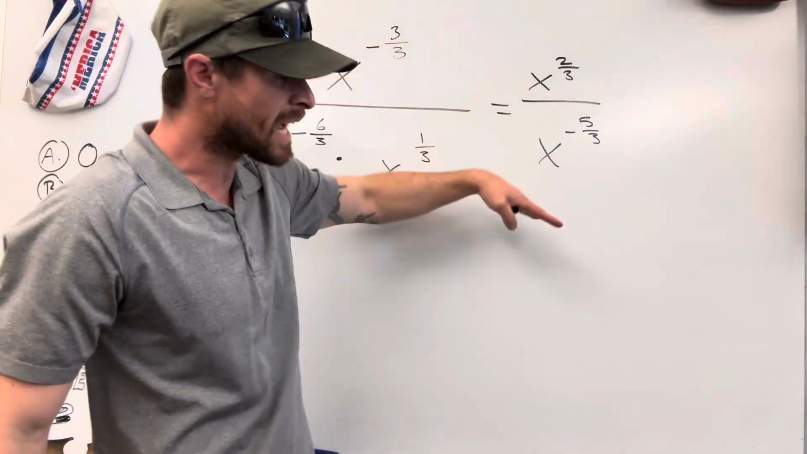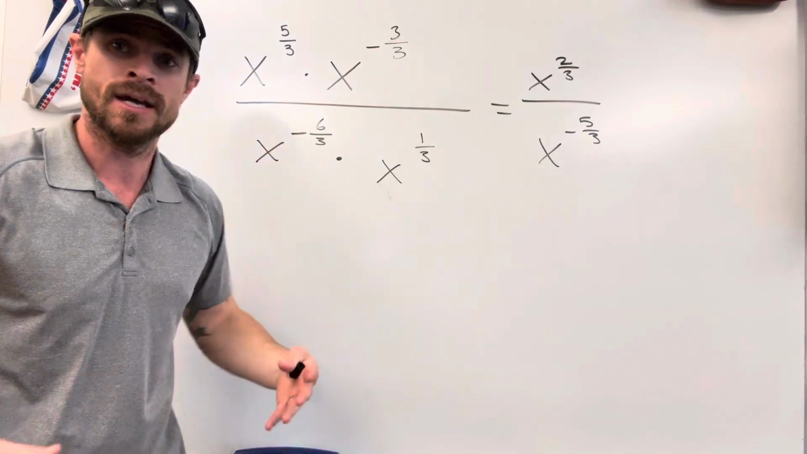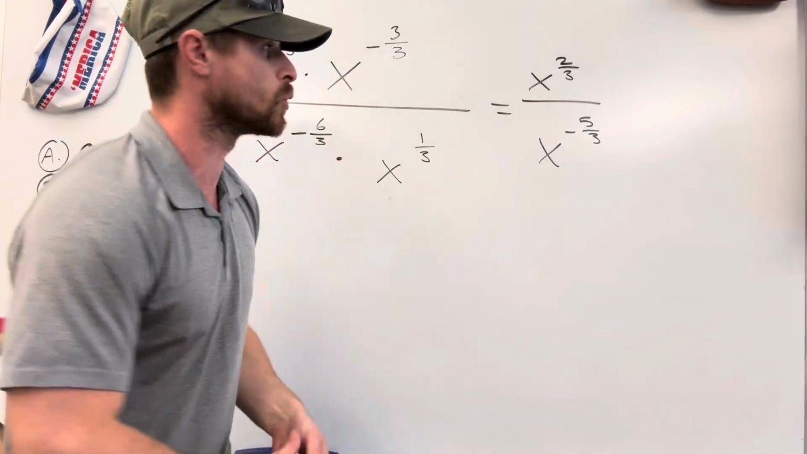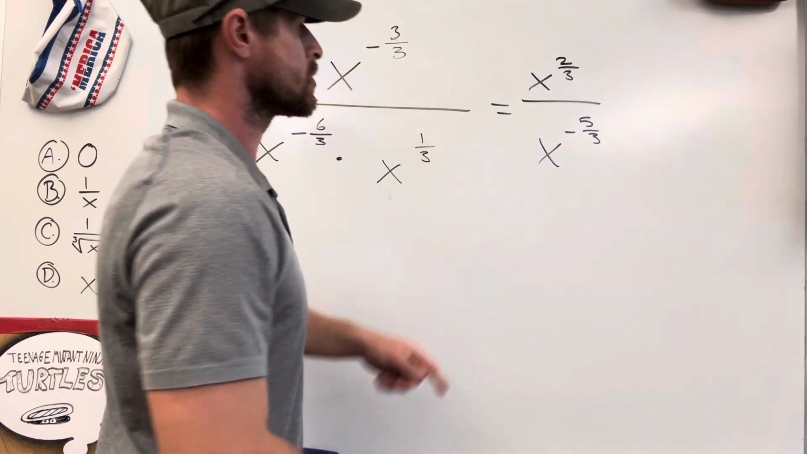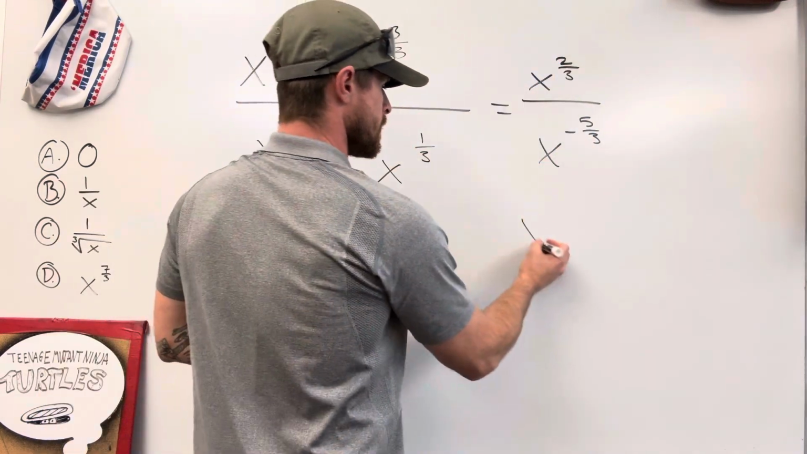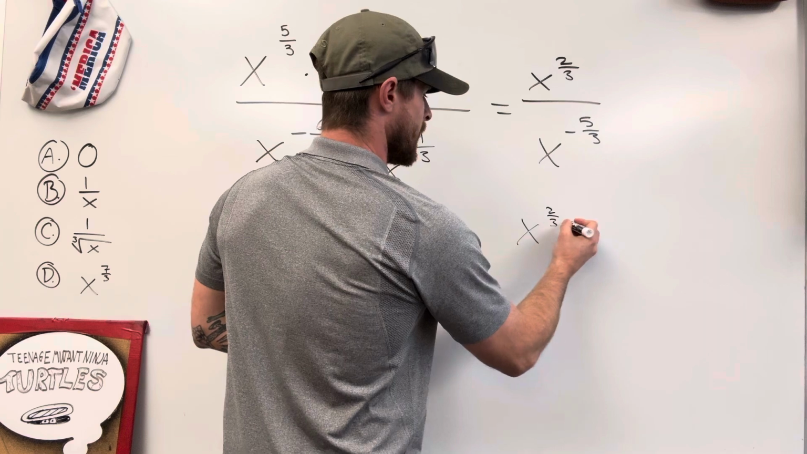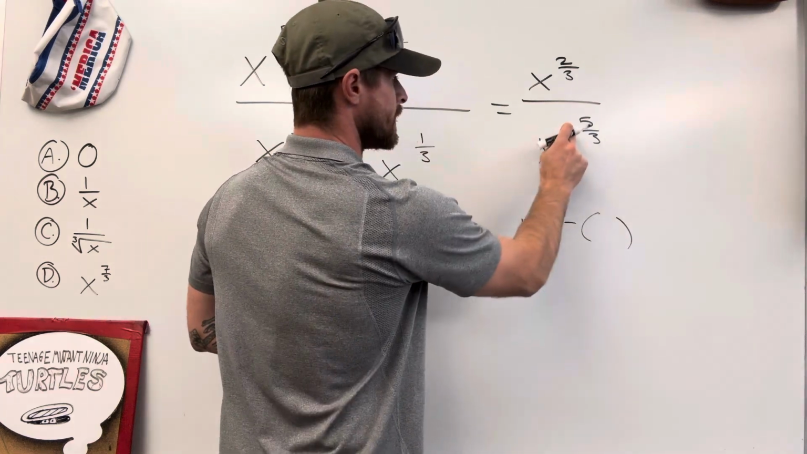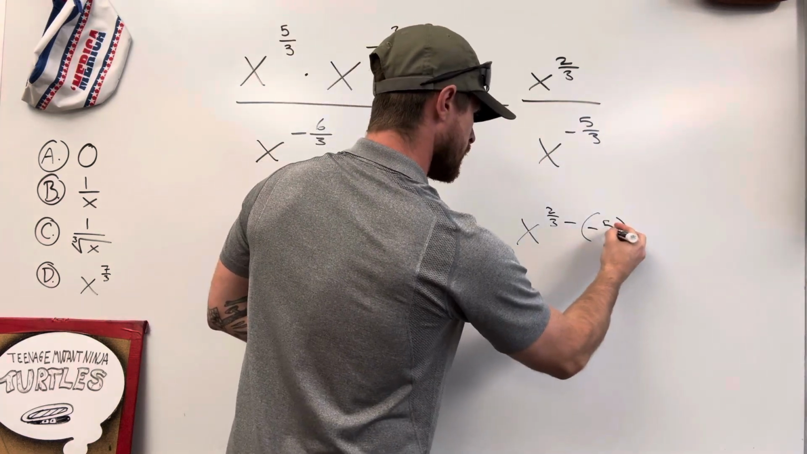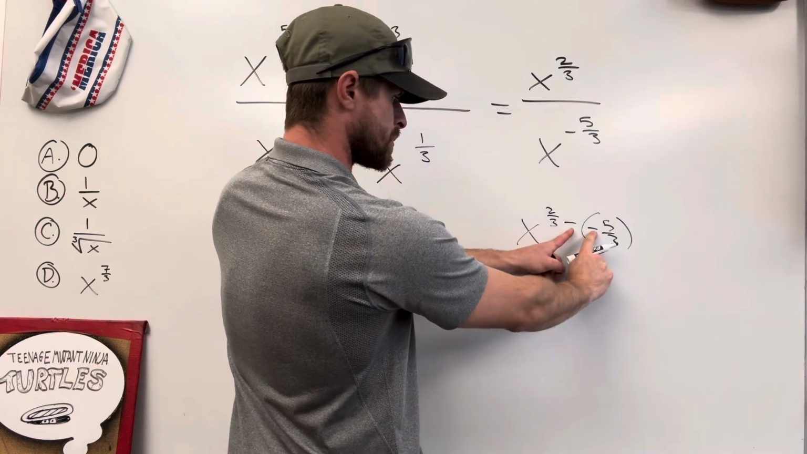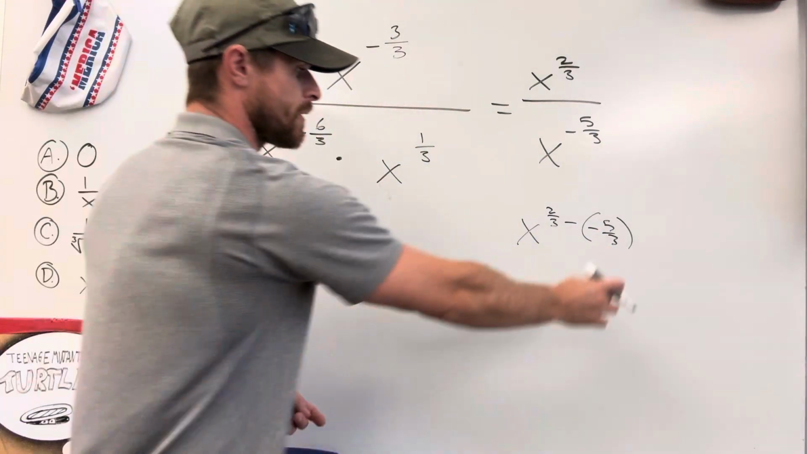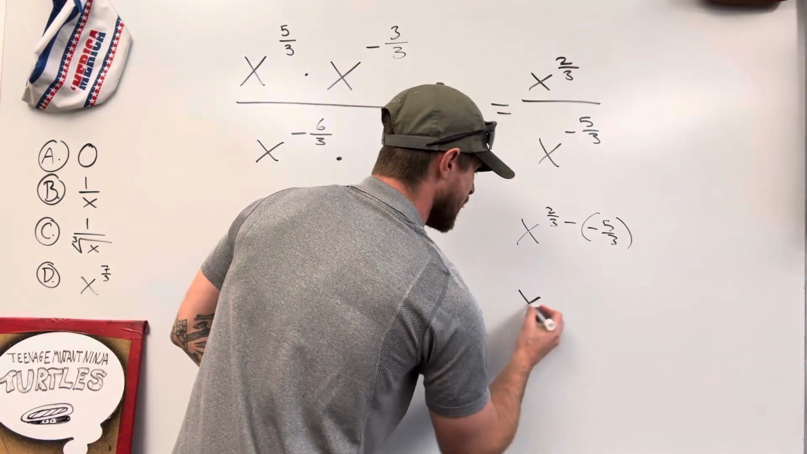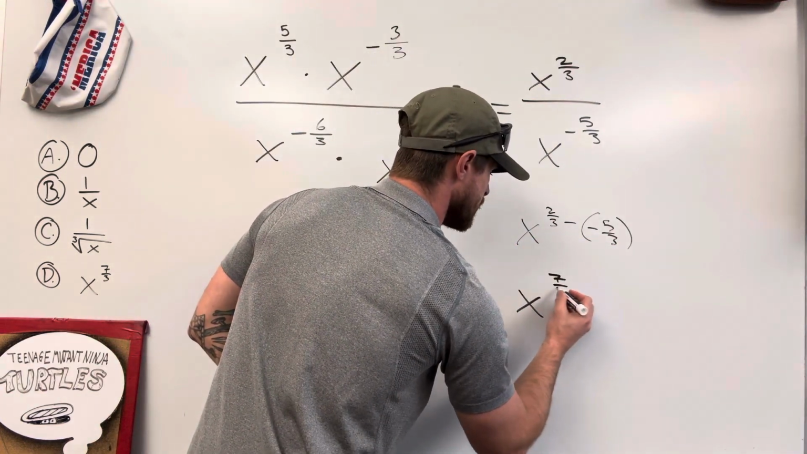Okay, now we're dividing bases that are the same. And when you divide bases that are the same, the rule is to subtract the exponents. Subtract these exponents. So if I take 2/3 minus -5/3, when you show it out, you're subtracting a negative, which we should know by now is adding. So we're adding 5/3 to 2/3, leaving me with x to the power of 7/3.